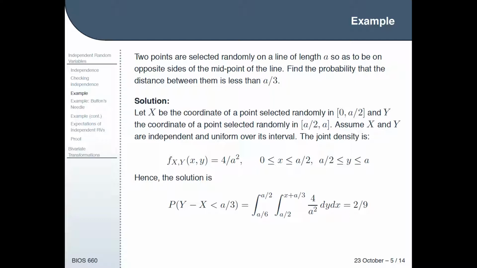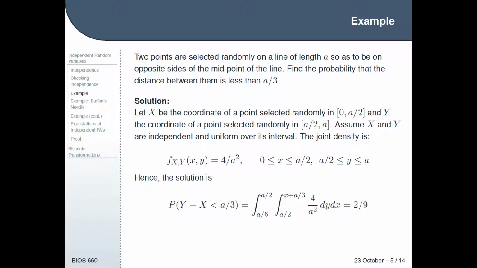The upper limit is, of course, A over 2, because we've defined x to be uniform on 0 to A over 2. Now the limits for y, the lower limit for y is, of course, A over 2, because we've defined that y can't be less than A over 2. The upper limit, we want the region where y minus x is less than A over 3. So the largest that y can be and still be in this region is x plus A over 3. Hopefully you've all done multivariable calculus and remembered doing this in at least some previous life.